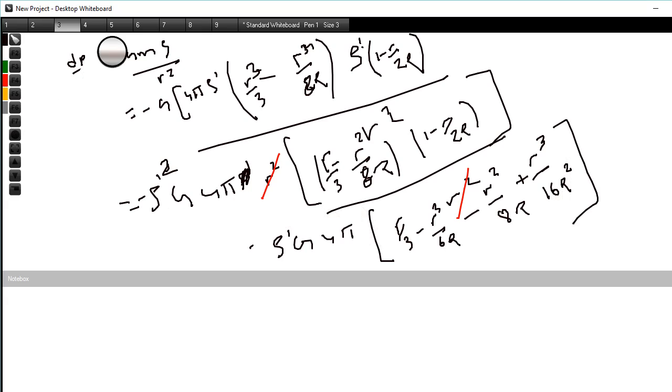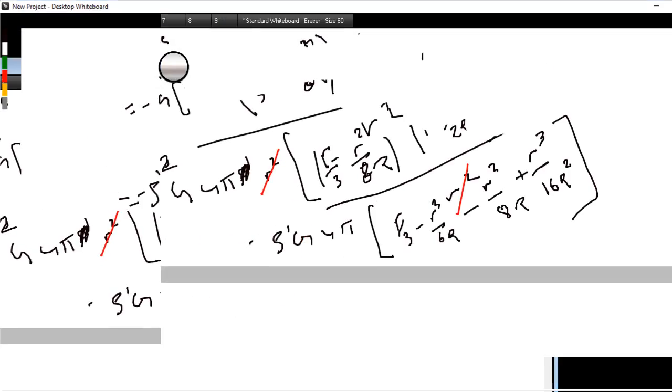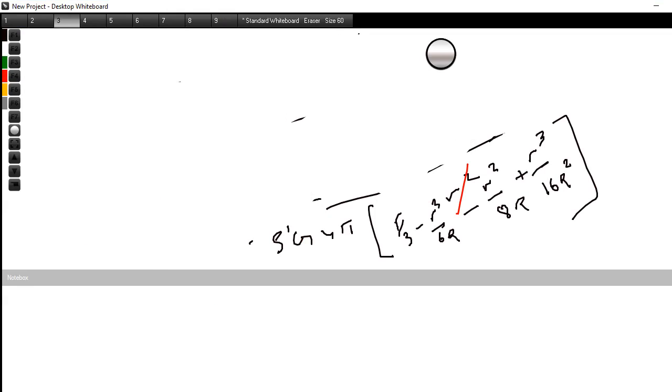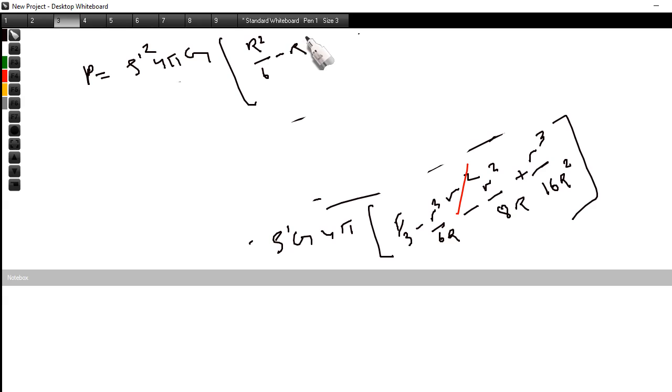Okay, so what do I do with this? Now I'll just integrate this value. So dp by dr gives p equal to rho dash square, that is 4 pi g, into r square by 6 minus r cube by 18r minus r cube by 24r, plus r4 divided by 64 r square.